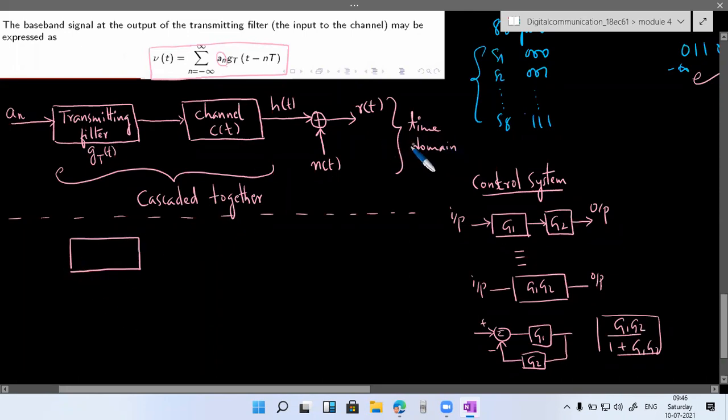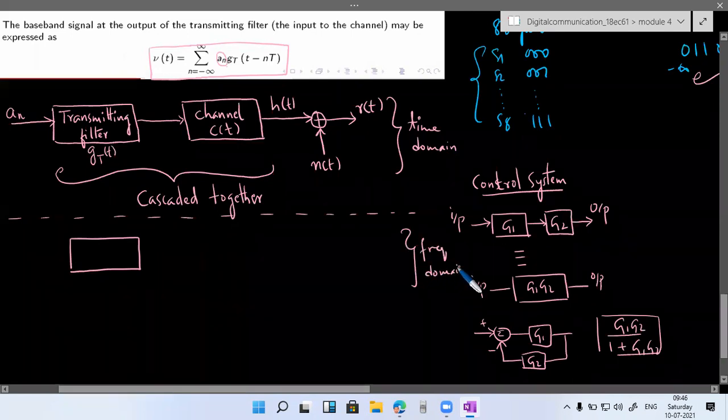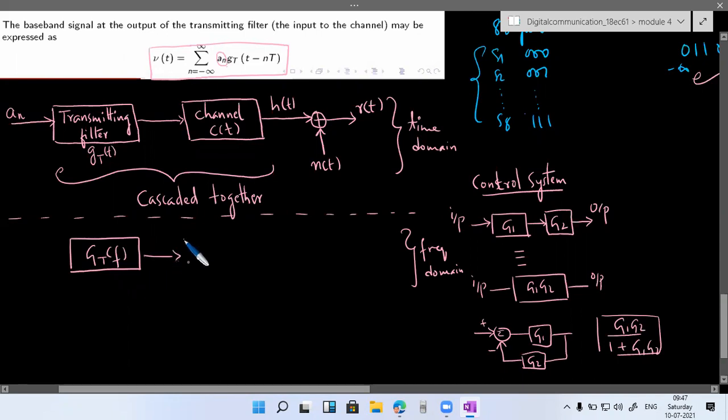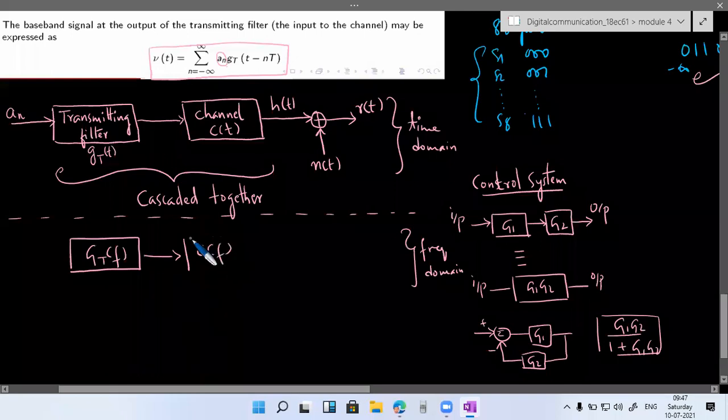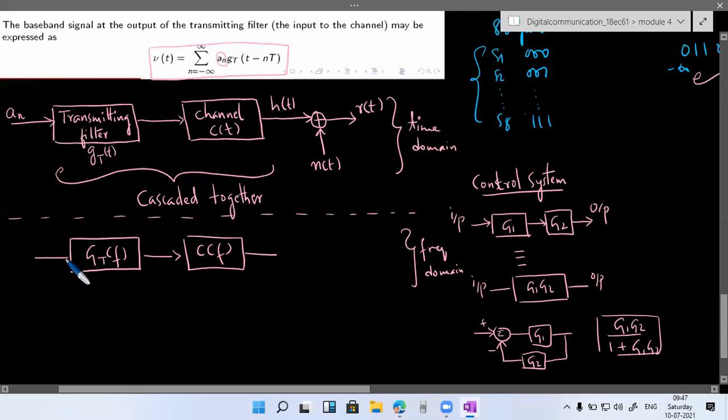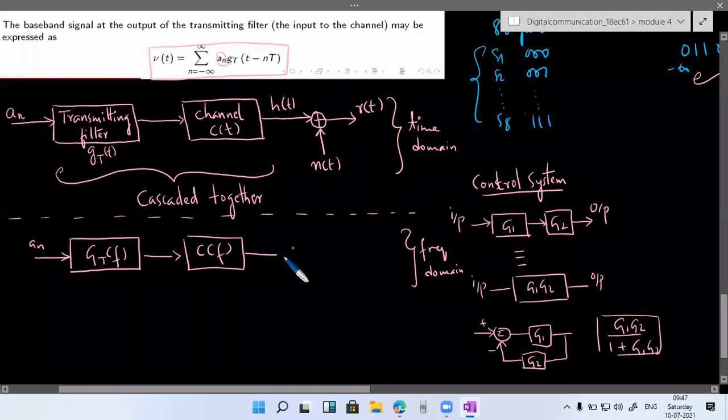Whereas if I flip the coin such that I get everything in frequency domain, this small g gets converted to capital G subscript T of f. And the other block that I'm having, that is channel, gets converted to capital C of f. So this is what happens in frequency domain. And here I can call this channel output capital H of f.